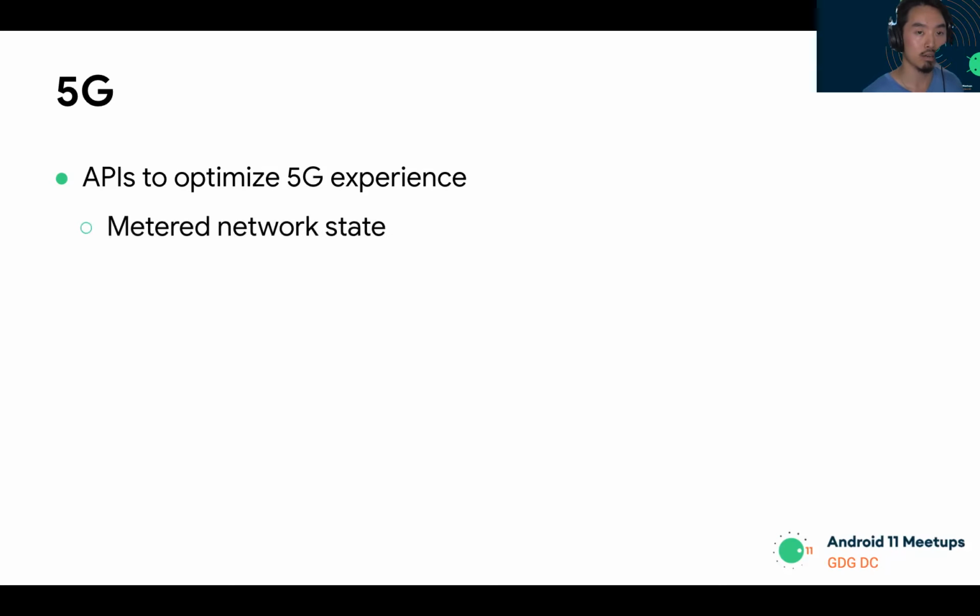Next up, 5G. 5G is going to be here very soon, and a couple of phones already support it. Android 11 gives you a couple of APIs to give you a better experience in that. Let's say you have a lot of files to download and you only want your users to download it on Wi-Fi previously. Well, if they're on 5G, that might not be a restriction that you need anymore. So in Android 11, you can check to see if they're on a metered network and also get an estimate on how their bandwidth is.